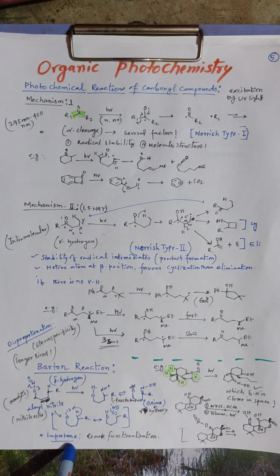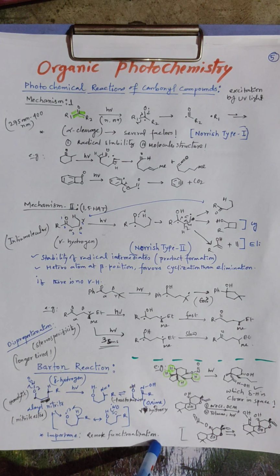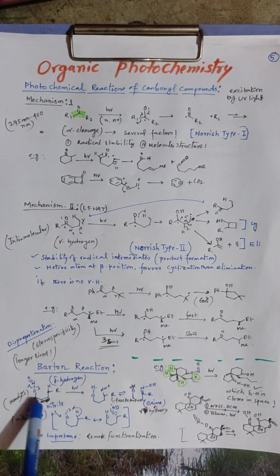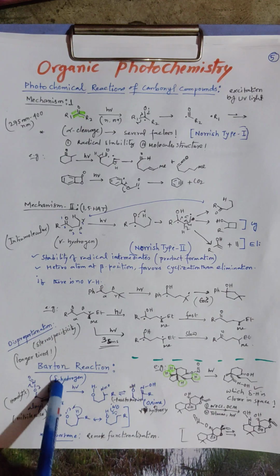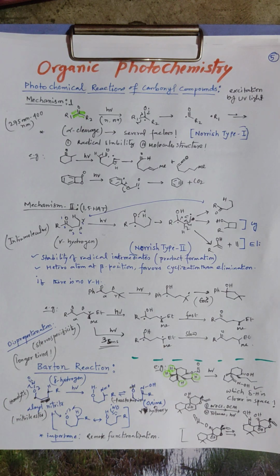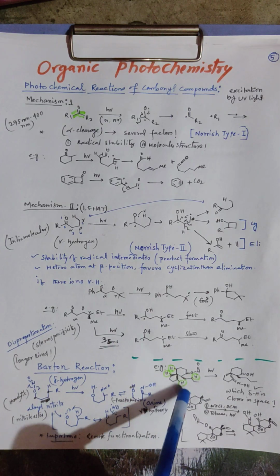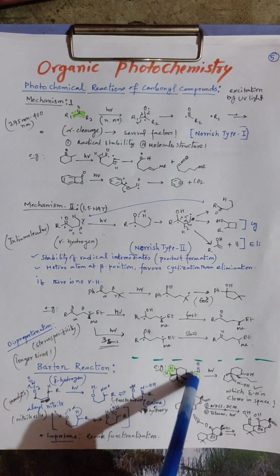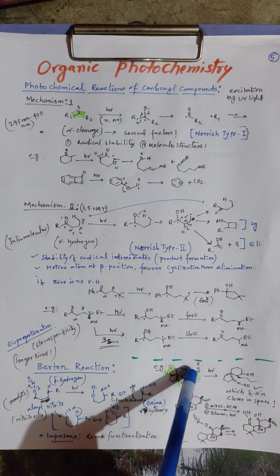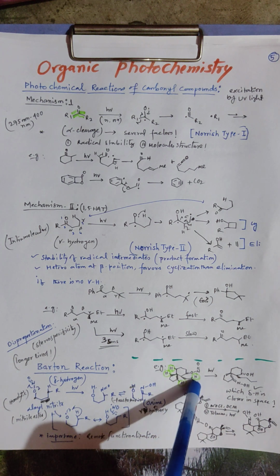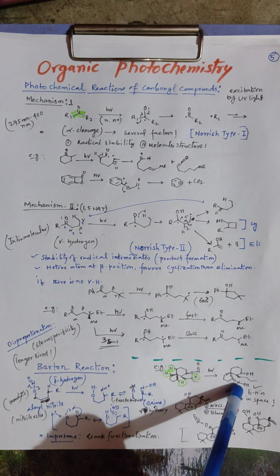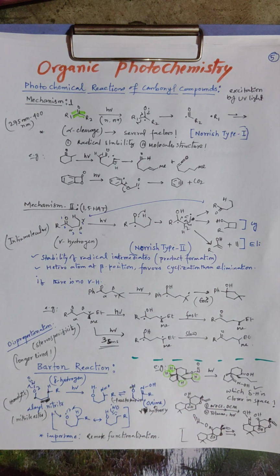Now this is very important for remote functionalization, because we can get functionalization at the delta position under photochemical condition. If there are a number of delta hydrogens, the one which is closely proximal to this nitrite will undergo functionalization, meaning oxime formation only happens at that delta position.